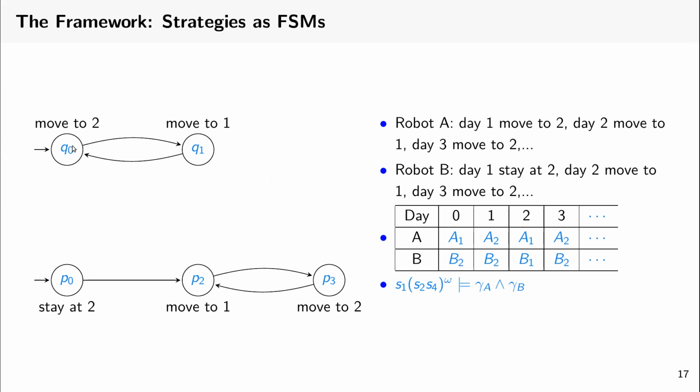In Q0, the action that robot A has to take is to move to location 2. So on the next day, robot A needs to move to 2. This corresponds to this. And then we move to Q1. In Q1, the action to be taken is to move to 1. And the same with robot B, but we have stay at 2 here. So using these two machines, we can represent these strategies, right?